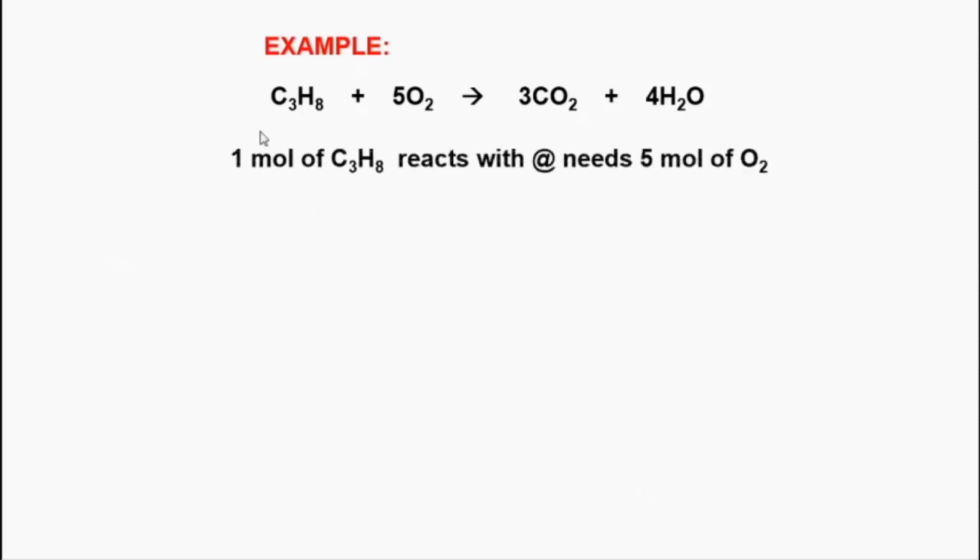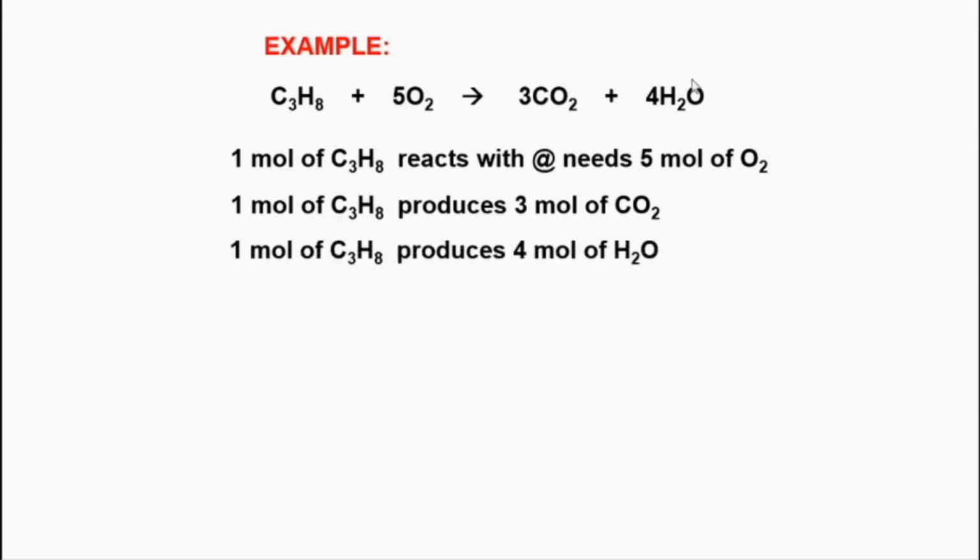So how can we read this equation? We can say that 1 mole of propane reacts with, or needs, 5 moles of oxygen. Since oxygen is the reactant here and reacts with propane, we can write it as a stoichiometric relationship. It can also be written as 1 mole of propane produces 3 moles of carbon dioxide, or 1 mole of propane produces 4 moles of water. See the relationship here between the products and the reactants.